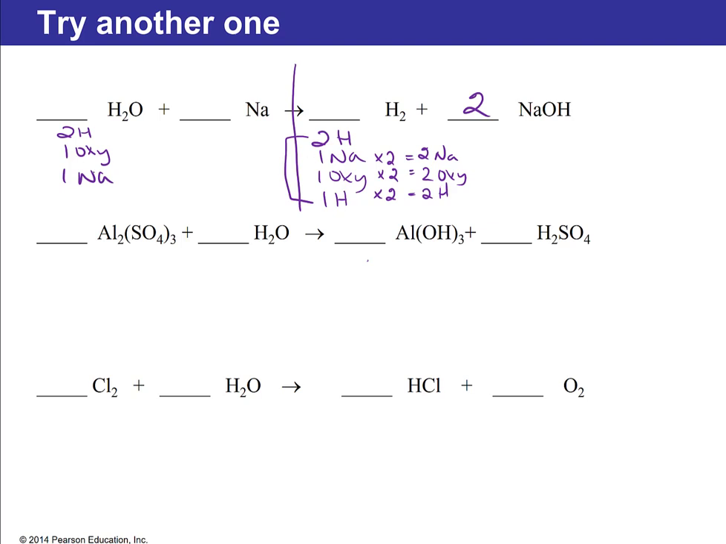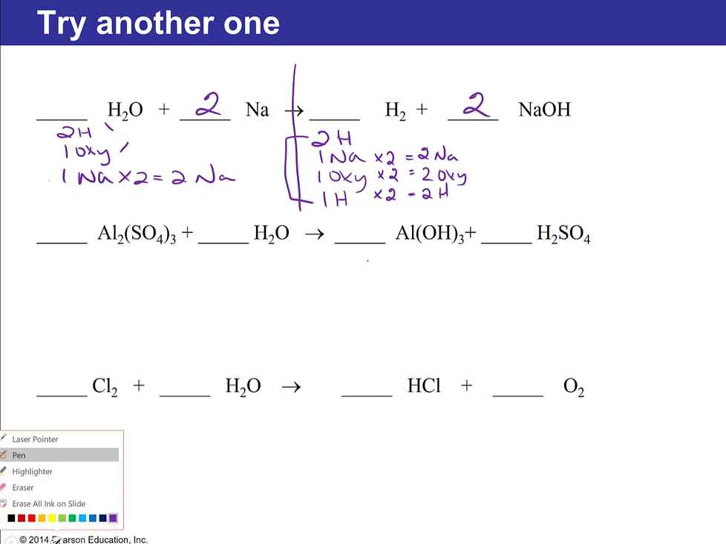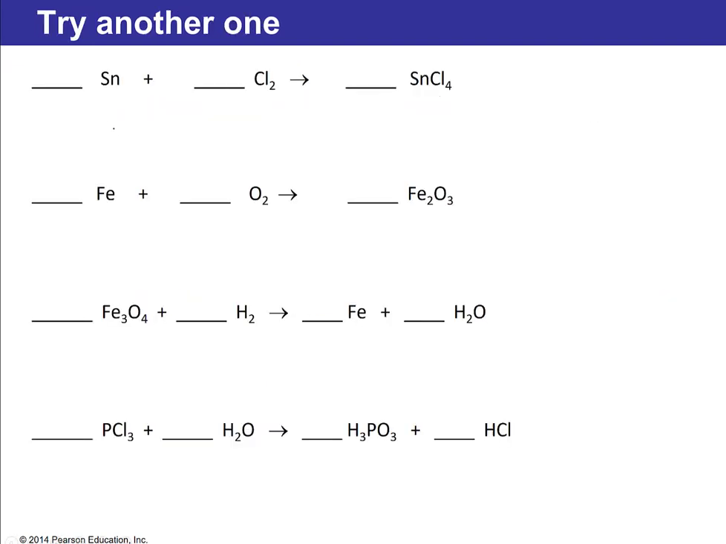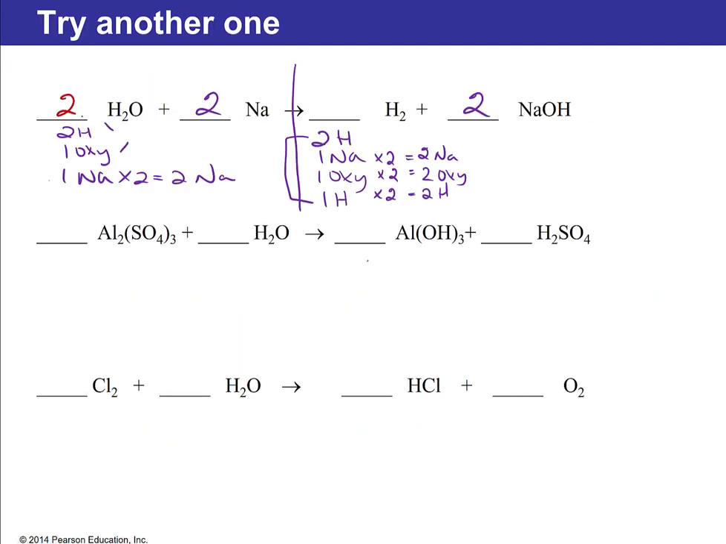So here, my sodium is now not balanced. 2 sodiums, 1 sodium. So I'm going to put a 2 here. So now I have 2 sodiums. Looking back, now I have 2 sodiums, 2 oxygens, 1 oxygen. So I'm going to have 2 water molecules. Let me do them in a different color so you can see. So now I'll have 2 times 2 times 2, giving me 4 hydrogens, giving me 2 oxygens.